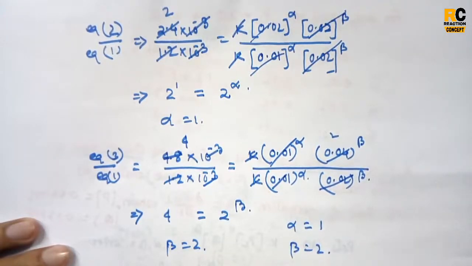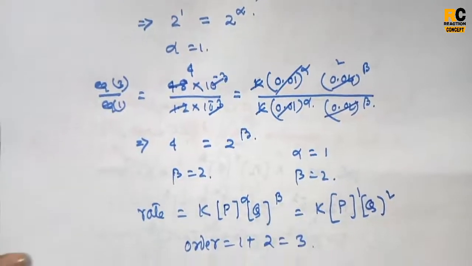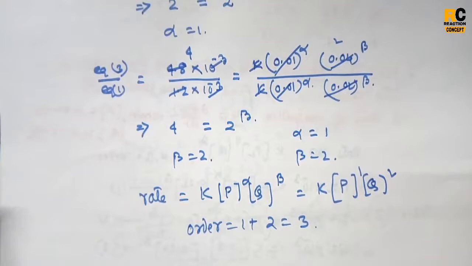So the rate law of the reaction is K into P to the power alpha and Q to the power beta. So it would be K into P to the power 1 and Q to the power 2. So the order of the reaction would be 1 plus 2, which is 3. It is a third order reaction.